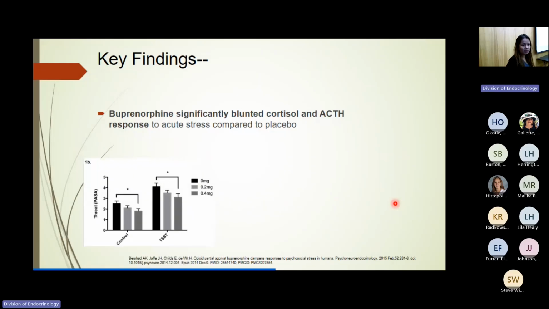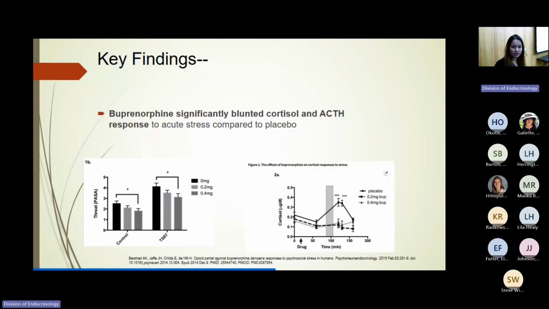The key findings were that buprenorphine significantly blunted the cortisol as well as ACTH response to acute stress compared to placebo. One of the diagrams they put in had this black bar, the normal one with the placebo, and they're doing this scoring, and the response keeps on blunting, even in the control and the stress groups on the doses. So overall, the cortisol and ACTH response was blunted.